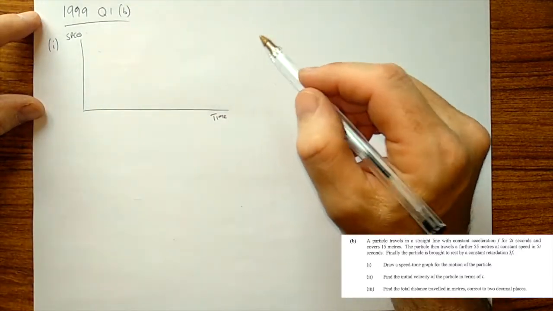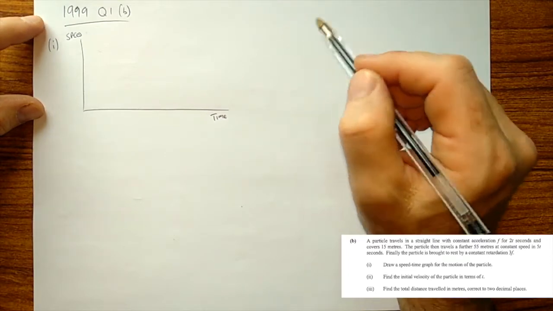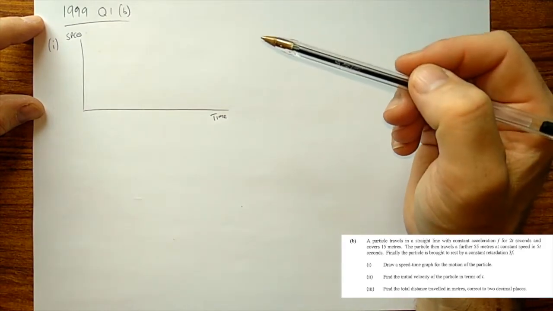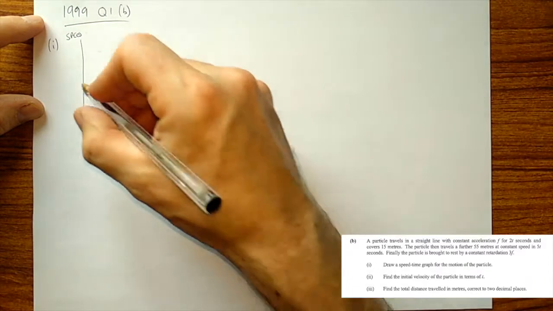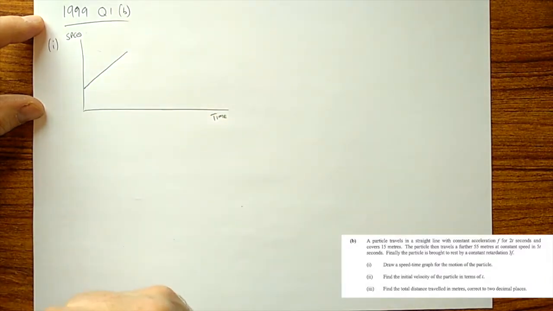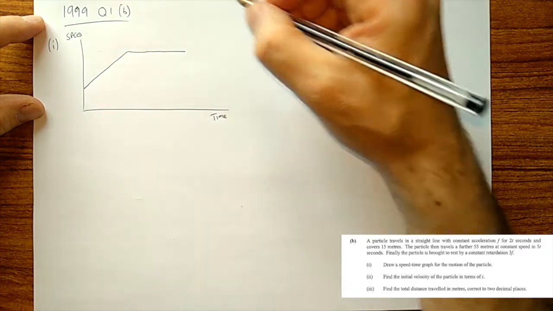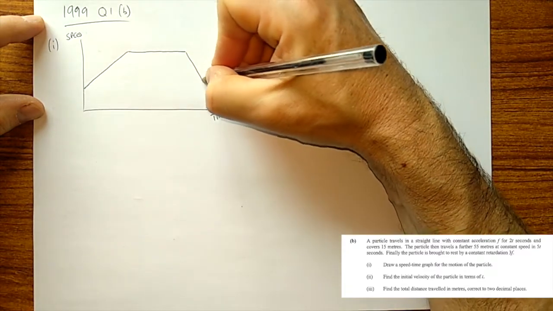Travel in a straight line with constant acceleration f for 2t seconds. It doesn't tell us if it starts at 0. And actually, if we read down through the question a bit to part 2, find the initial velocity of the particle, which implies it's not 0. So it is going to start up there. All right. Then it goes along, constant speed, and it is brought to a rest by constant retardation 3f. It's a bit of a steeper one.